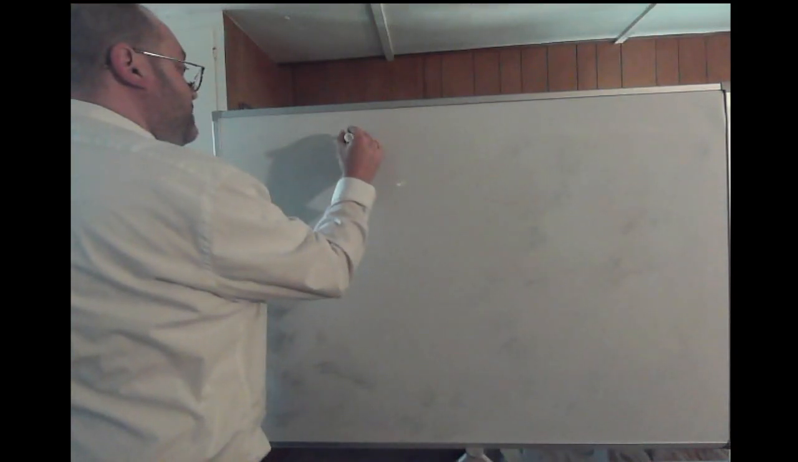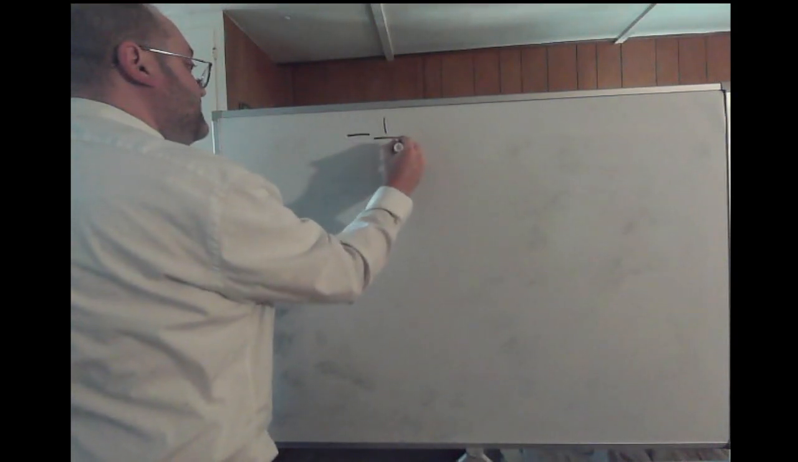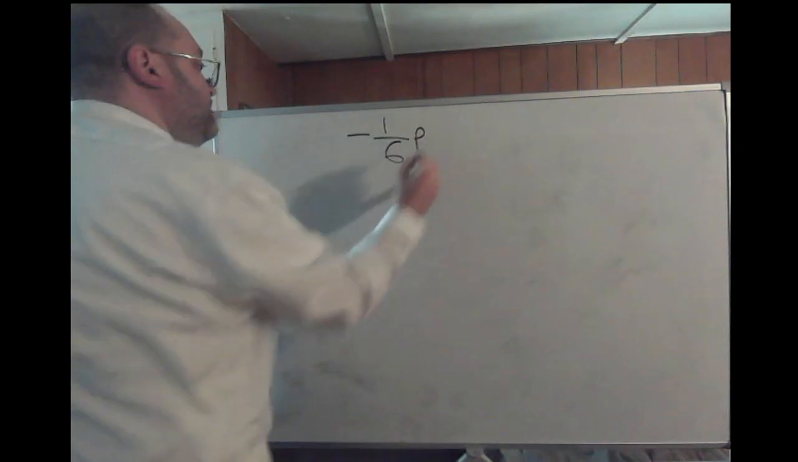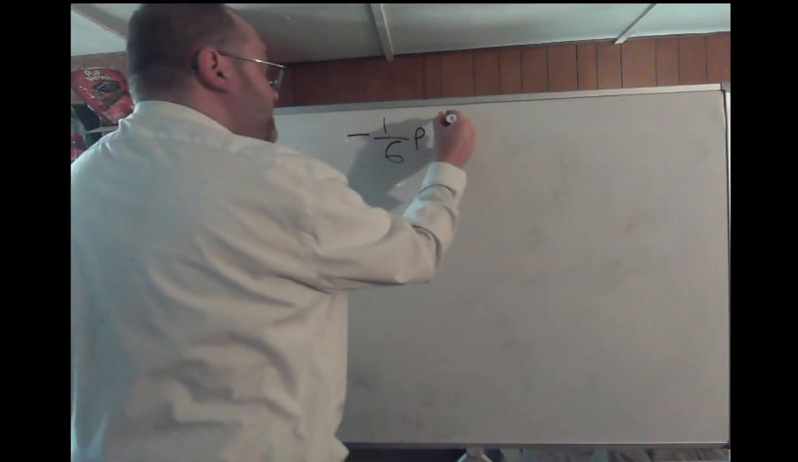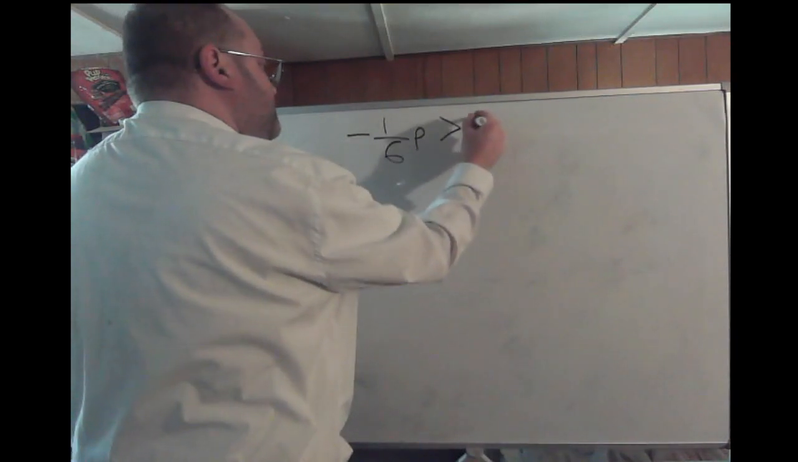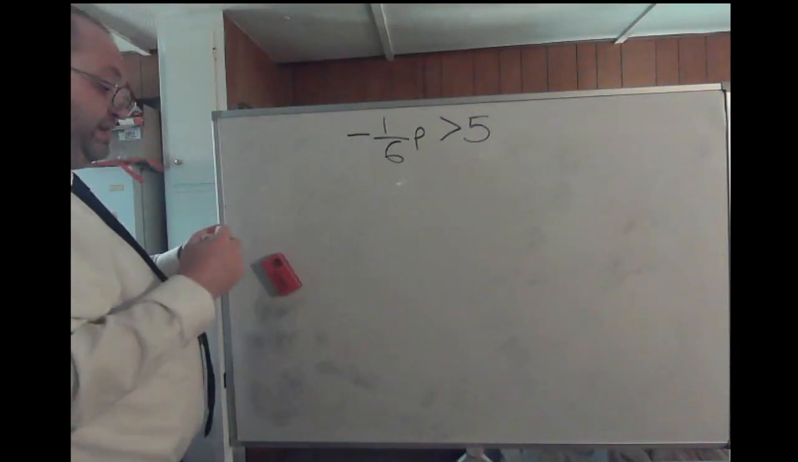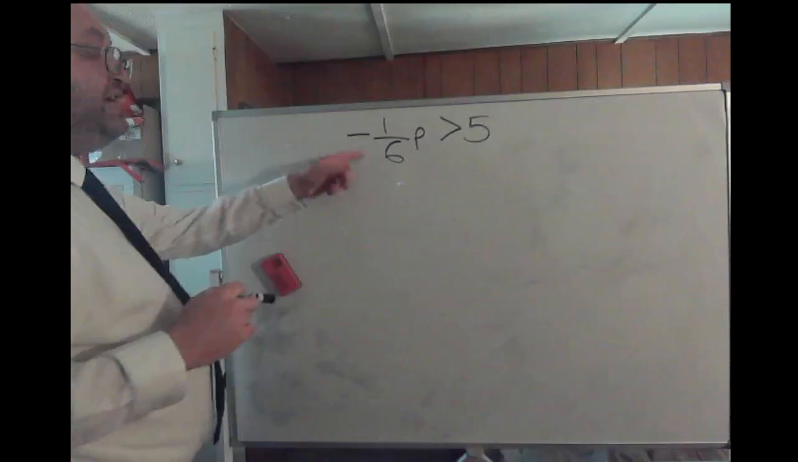Alright, we're about to get into some interesting ones here. We're about to really get into some interesting problems. We got negative 1/6 p is greater than 5. Alright, so we have negative 1/6 p is greater than 5. So this time we have a negative.